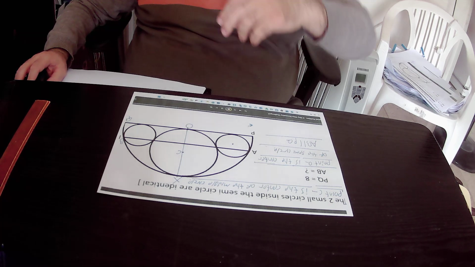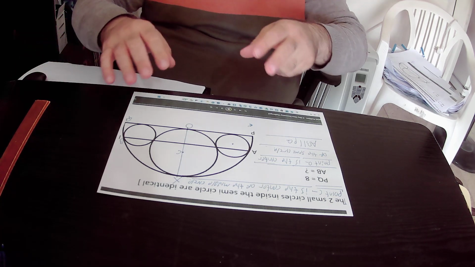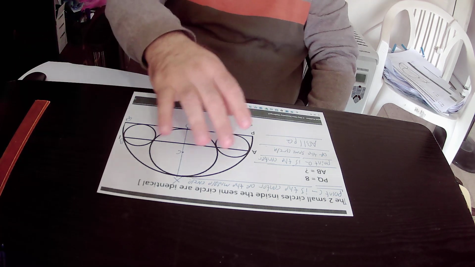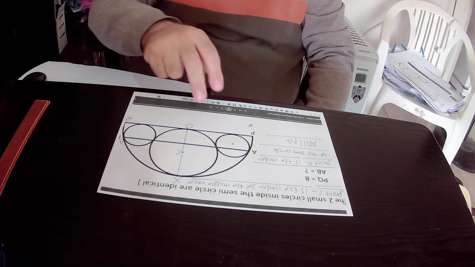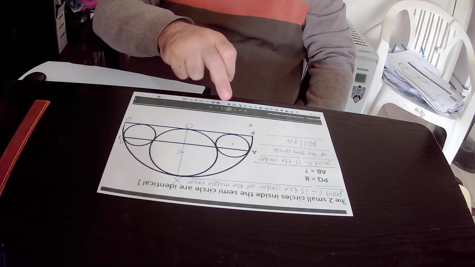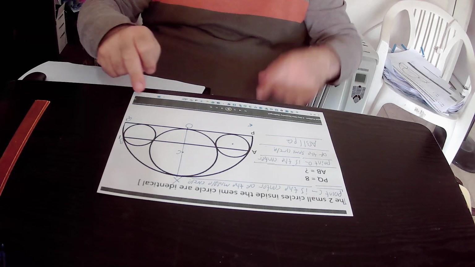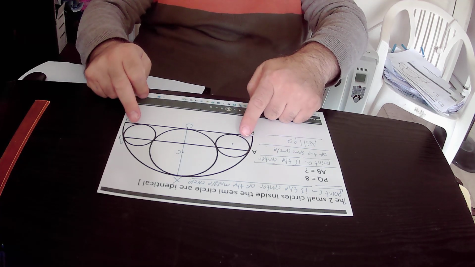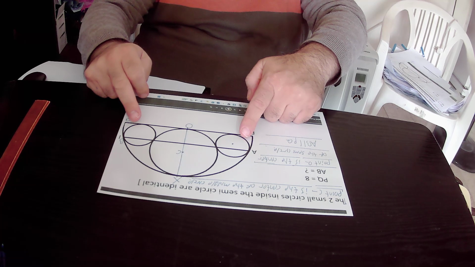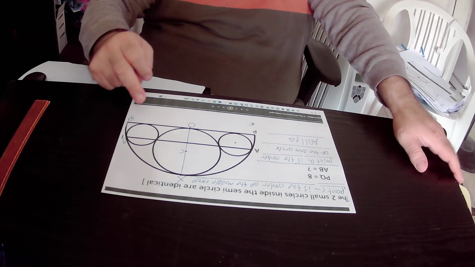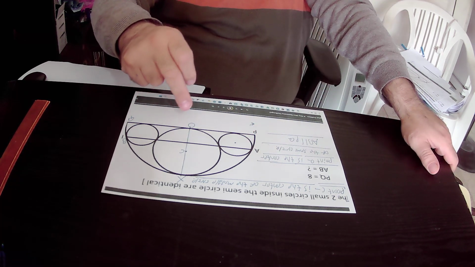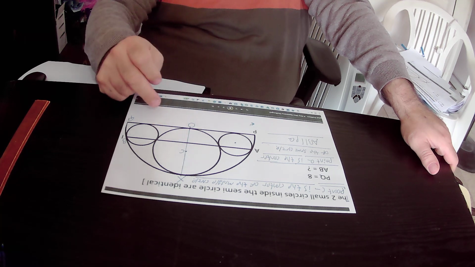Hello, in this lecture we will find the length of chord AB. In the drawing we have a semicircle, and inside the semicircle we have three circles. Those two small circles are identical, and in the middle we have the middle circle.